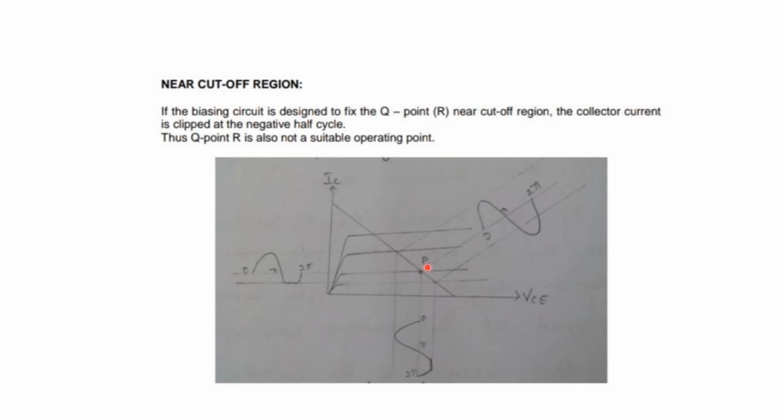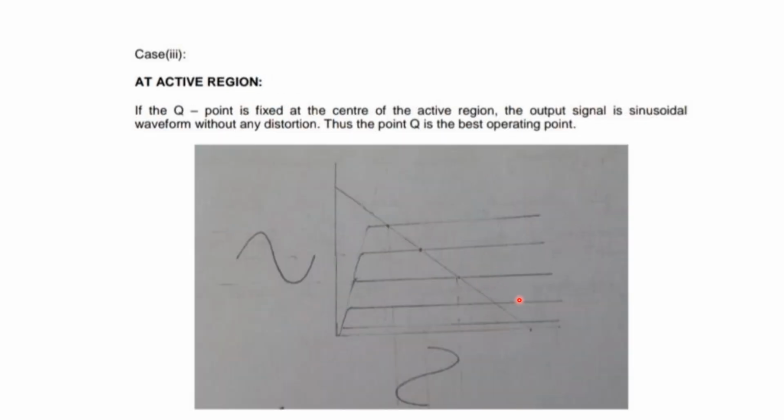What will happen if the operating point is nearer to the cutoff region? If the operating point is nearer to the cutoff region, the negative peaks of the output signal are clipped. Then where do we need to fix the operating point? In the middle of the active region. This is the active region. In the middle of the active region, we need to stabilize the operating point. We need to choose the operating point in the middle of the active region to get the distortionless, faithful output.